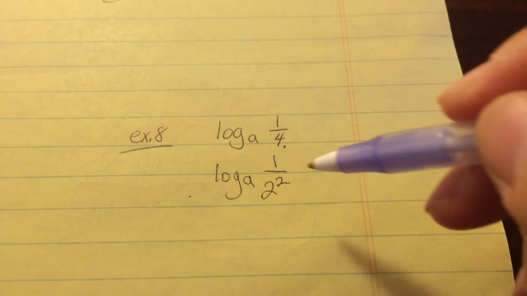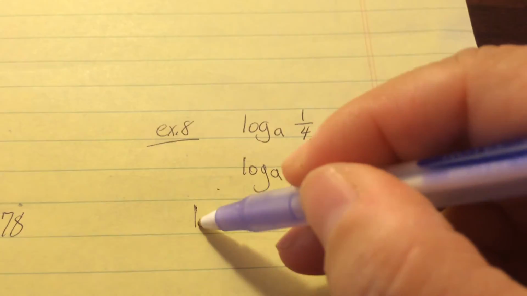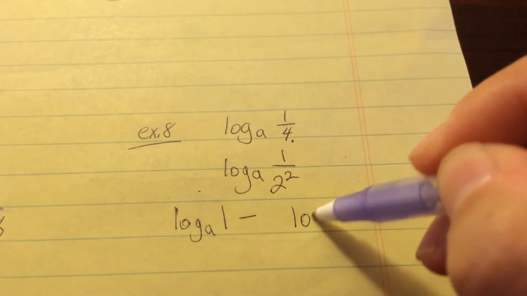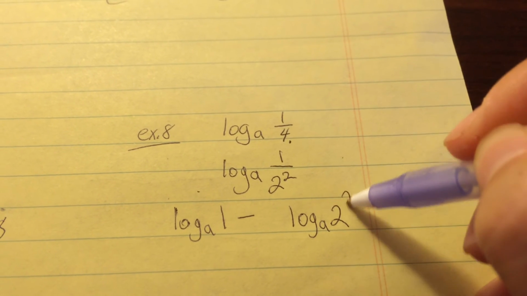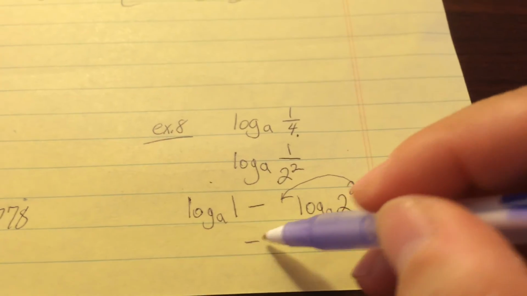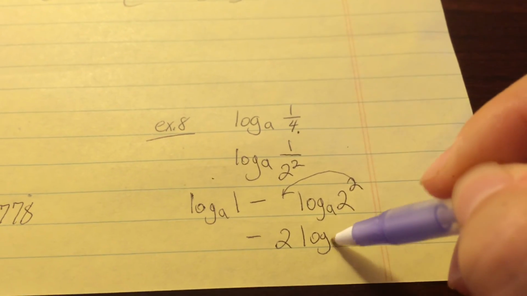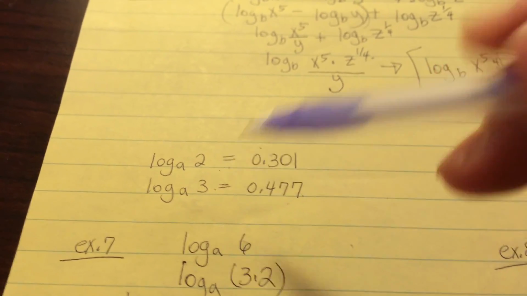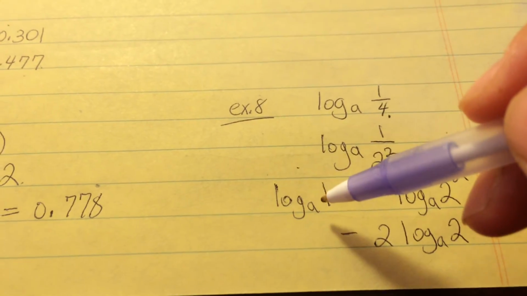So now let's go ahead and separate that. So expand it. So we have log base A 1 minus log base A 2 to the 2nd power. So then this 2 can come up to the front right there. So we have 2 log base A 2. So this looks good. Now this part is not part of the key over here. So we may have to do some solving right here on the side.